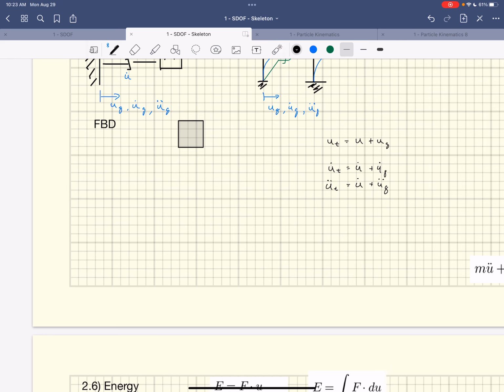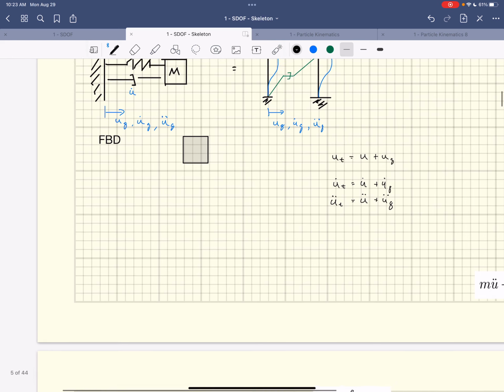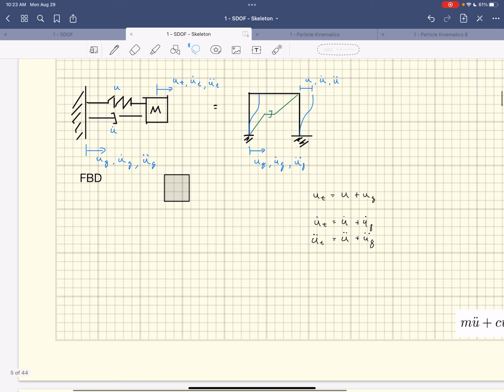The last U is supposed to be a double dot. Thank you. That's a U double dot. Okay, we're almost to the point we're trying to make. So then we look at our free body diagram.